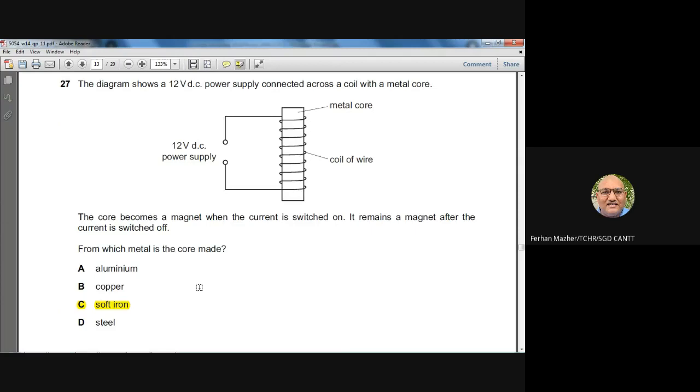The core becomes a magnet when switched on. Oh, sorry, I read the sentence wrong. The core becomes a magnet when the current is switched on. It remains a magnet after the current is switched off. So soft iron cannot be the answer because soft iron loses its magnetism immediately. So the right option will be D.